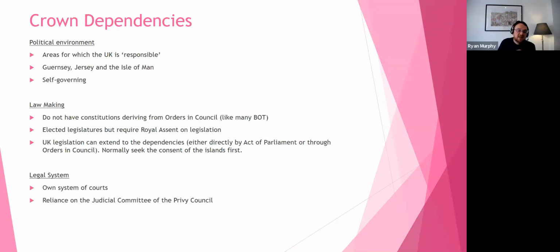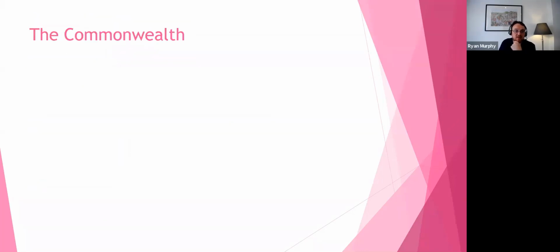It has its own legal system. So the Crown dependencies have their own system of courts, but again, there is a reliance on the Judicial Committee of the Privy Council.